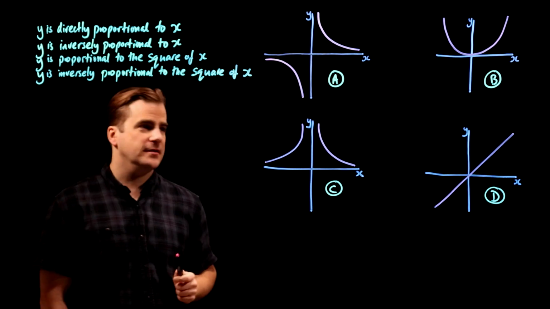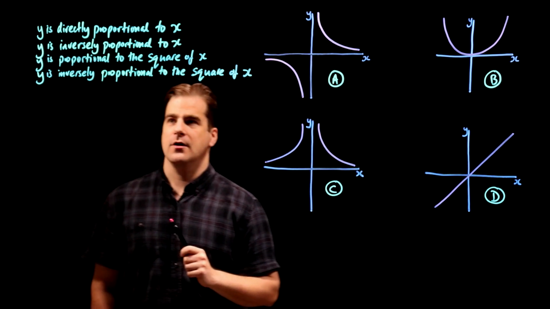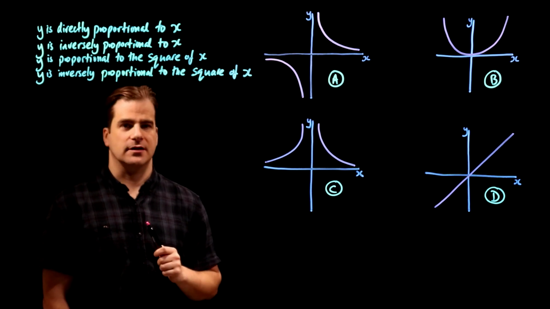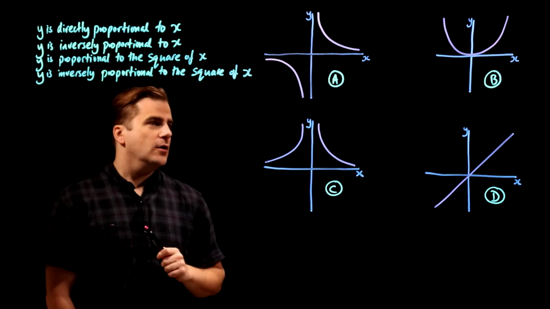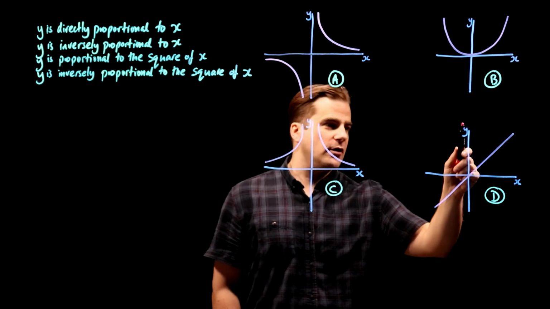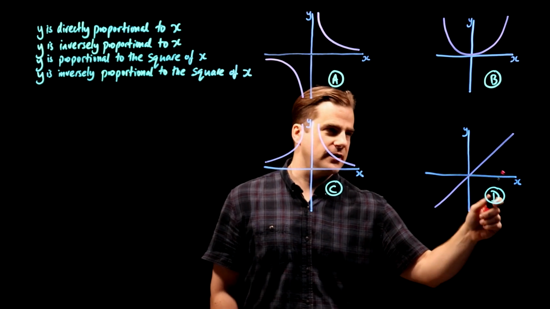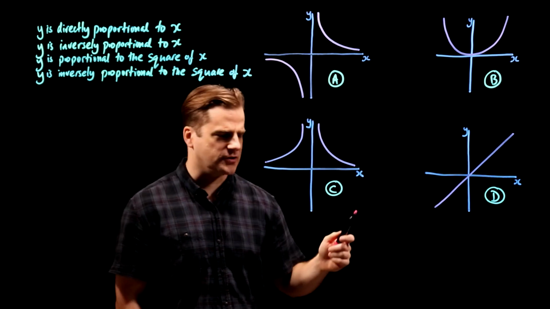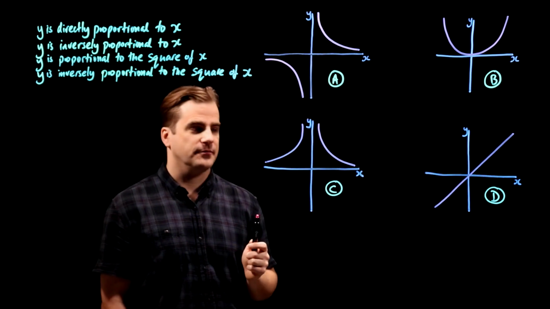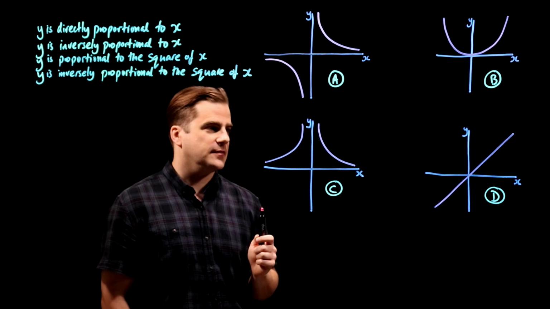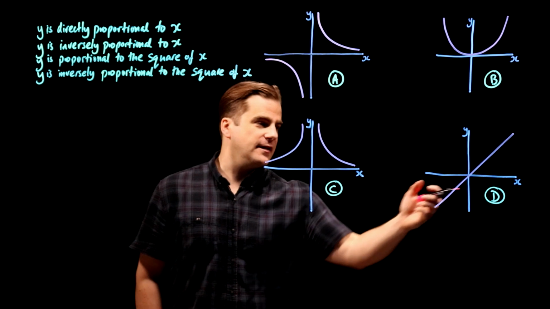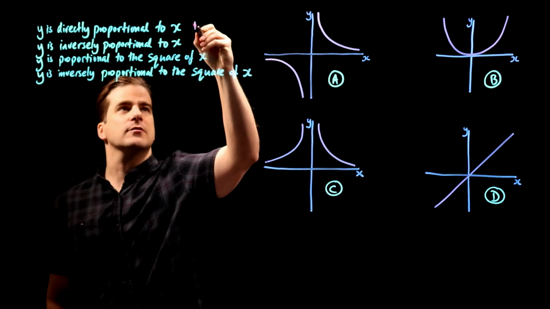Okay, which statement matches which graph? Well, what have we got? Let's look at the first statement. Y is directly proportional to X. Well, it's got to be this one, hasn't it? When you've got a direct proportion relationship, directly proportional relationship between Y and X, it's a straight line. So it's got to be that one. So we can write that in, that's D, straight away.